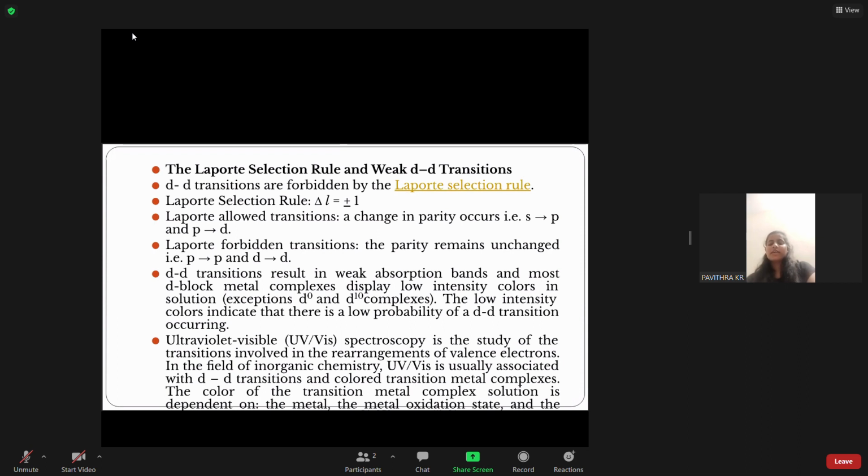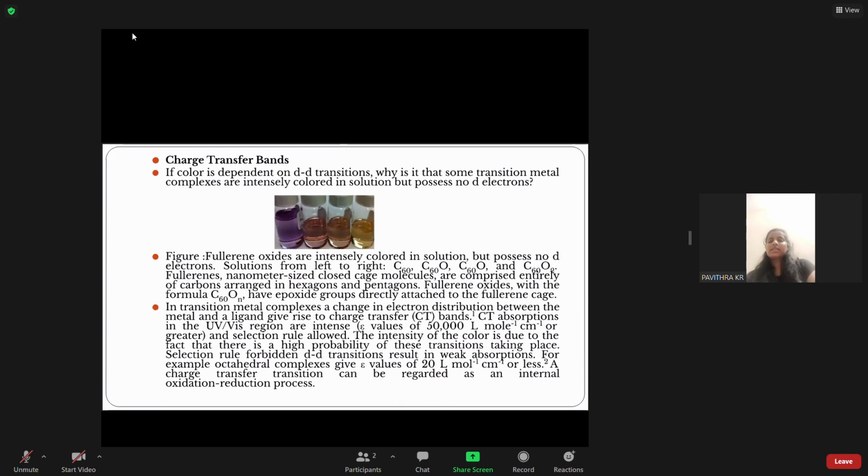The color of transition metal complex solutions is dependent on the metal, the metal oxidation states, then the charge transfer bands. If color is dependent on d-d transitions, why are some transition metal complexes intensely colored in solutions but possess no d electrons? Here the figure represents the different types of colors.